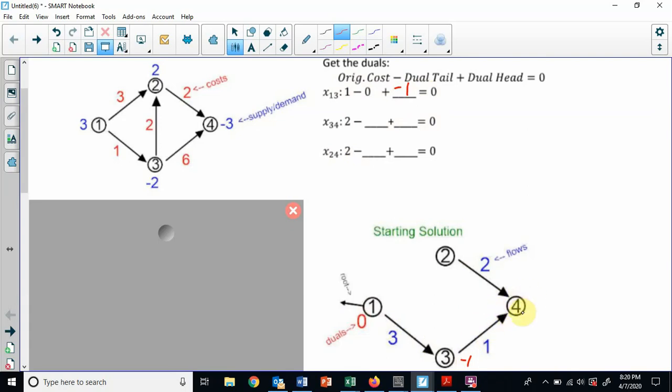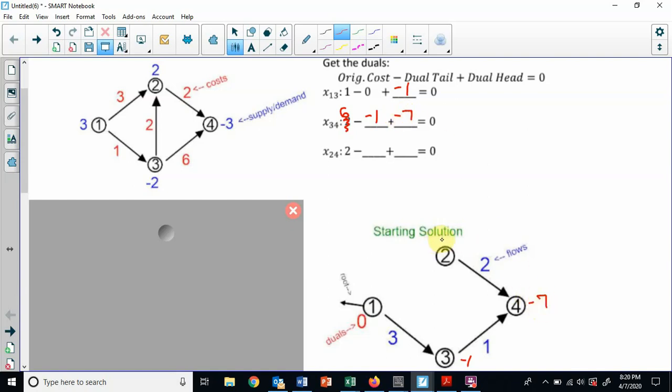Alright, so now we need to figure out the dual on 4. Well, what was the original cost on 3, 4? It was 6. I wrote a 2 for some reason, so let me scribble that out. It's a typo in the problem here. So 6. So minus the tail. Oh, I know the tail now. It's negative 1. Plus the head. Well, what's the head going to be? 6 minus negative 1, that's like 6 plus 1, 7. Plus something has got to equal 0. So this has got to be negative 7. So the dual here is negative 7.